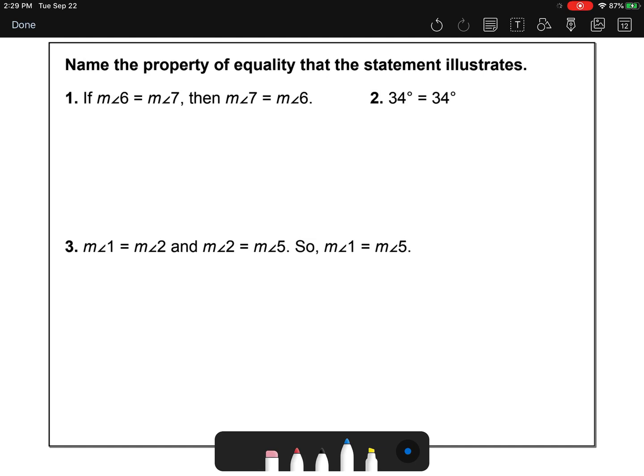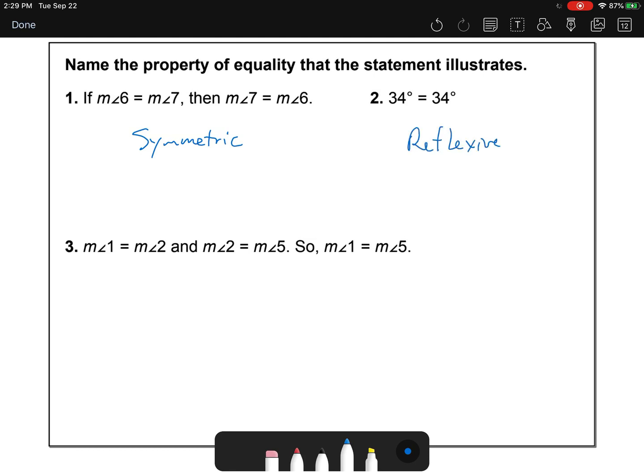Okay? Now, knowing this, let's talk about these properties of equalities and see if we can figure out how they apply to these situations. If the measure of angle 6 equals the measure of angle 7, then the measure of angle 7 equals the measure of angle 6. So look back in your book at those properties. It's the symmetric property. This can be found on page 468, by the way.